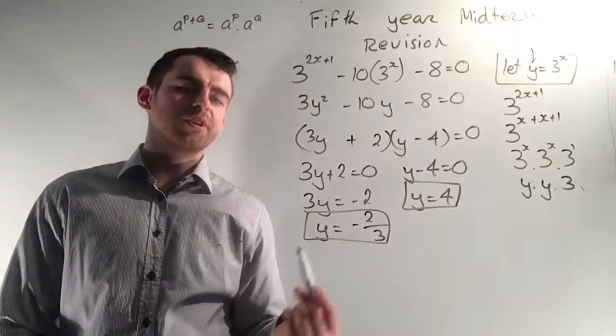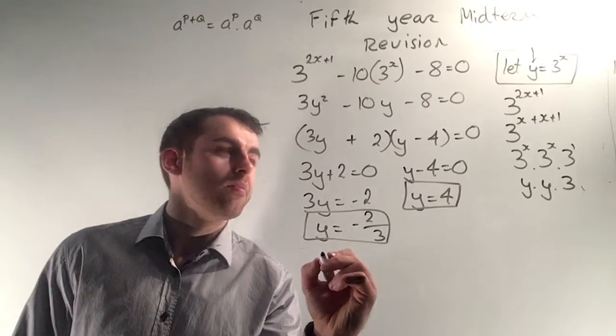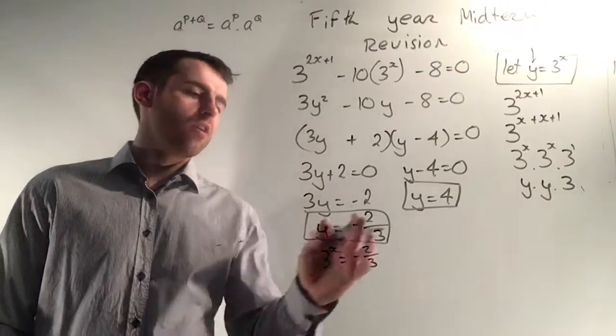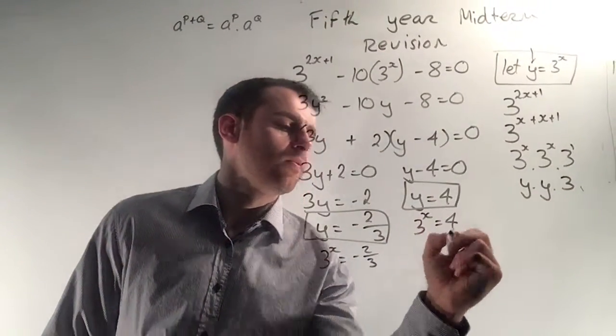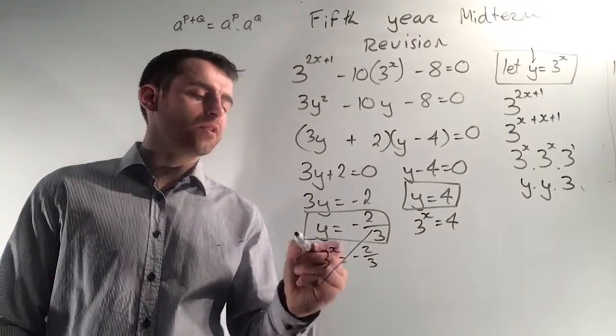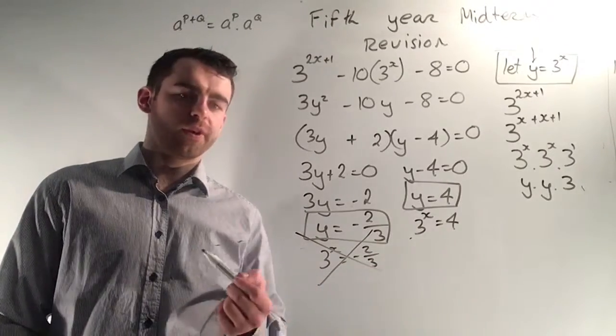So I need to go back on my substitution here. If y is equal to minus 2/3, then that means that 3 to the power of x is equal to minus 2/3. If y is equal to 4, then that means that 3 to the power of x is equal to 4. 3 to the power of x can never be negative, so I can eliminate that answer. And I now need to worry about 3 to the power of x equals 4.